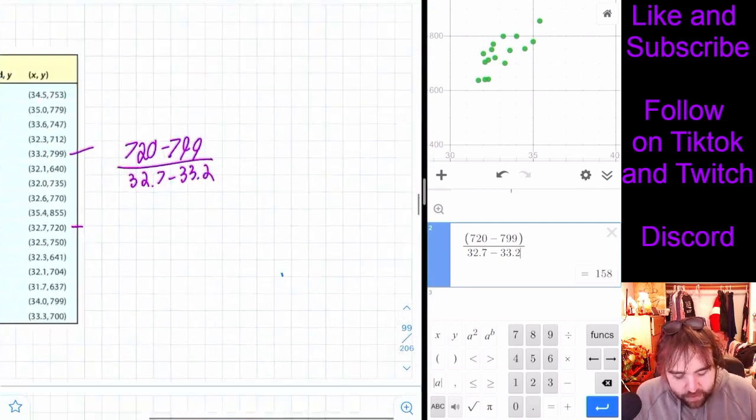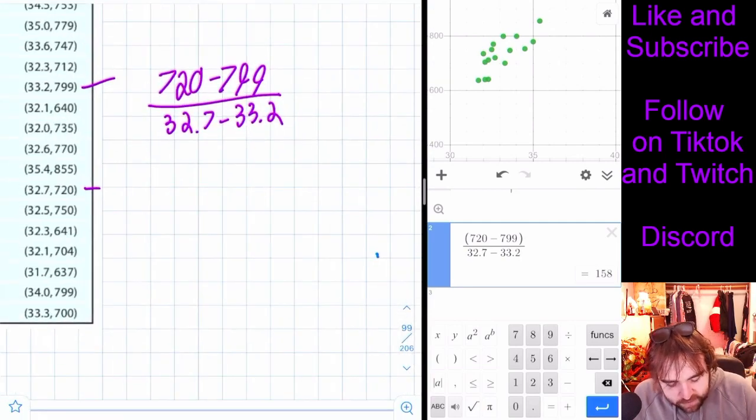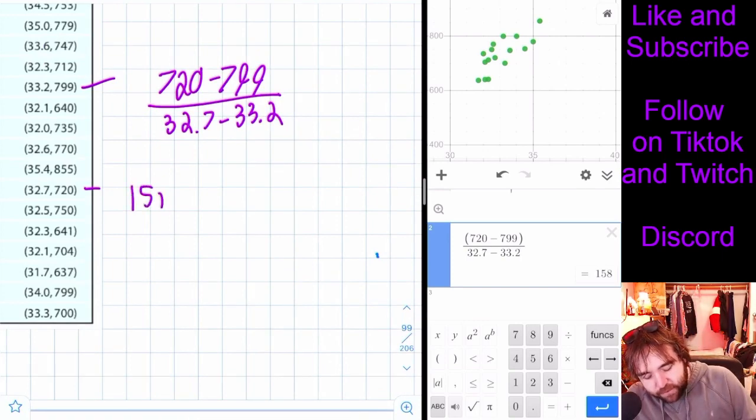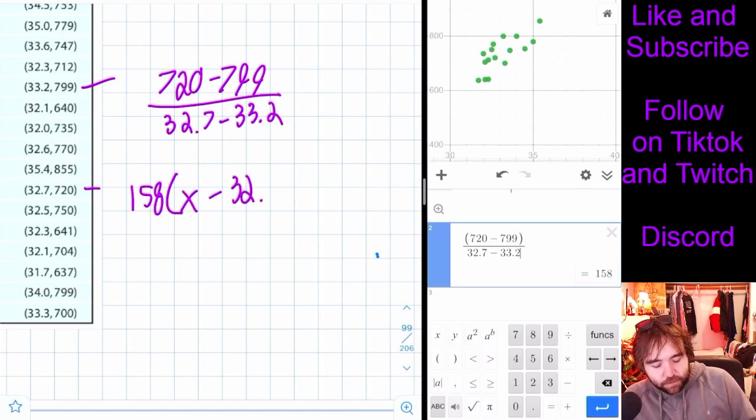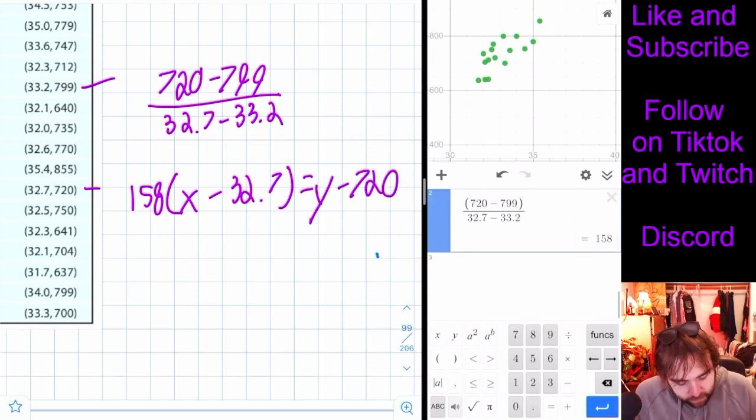Select 2 points. Oh, find the equation. And then graph the equation. So what's the equation then? So the slope is 158. We'll use point slope form. So the slope times X minus one of the X values. I'll do 32.7 equals Y minus the corresponding Y value, 720.